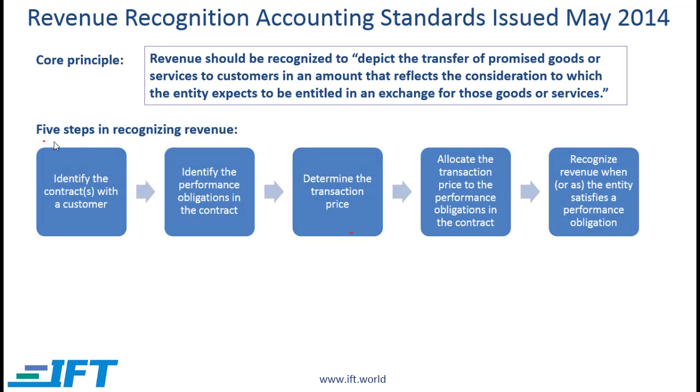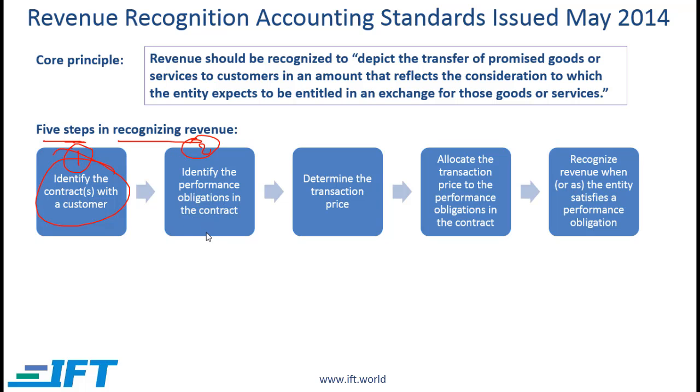So let's understand the 5 steps in revenue recognition. Step 1 is to identify the contract or contracts with a customer. A contract is an agreement and commitment with commercial substance between two parties. It establishes each party's obligations and rights, including payment terms. A contract exists only if collectibility is probable. Step 2. Identify the performance obligations in the contract.